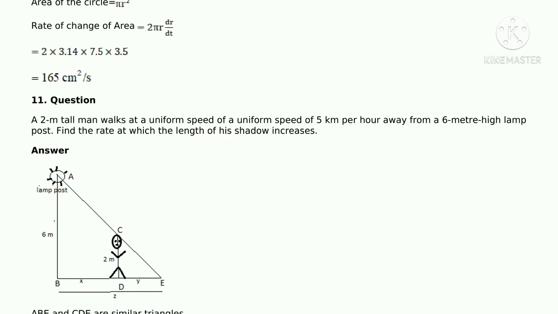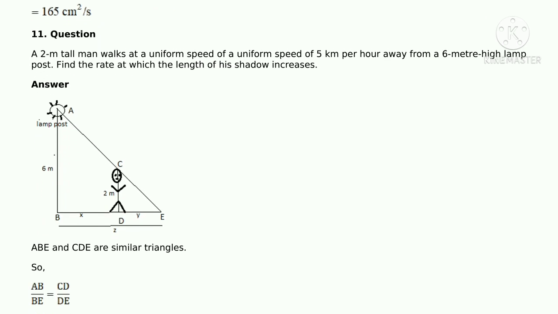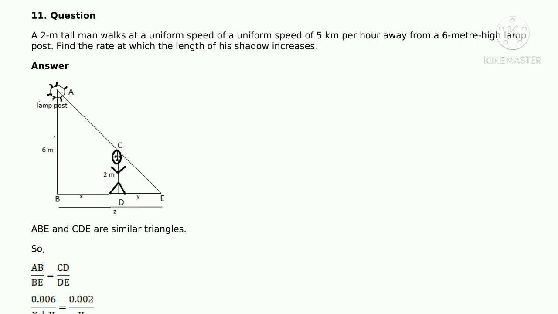Now the next question is another very important question. A 2-meter tall man walks at a uniform speed of 5 km per hour away from a 6-meter high lamp post. Find the rate at which the length of the shadow increases. First of all, the man is walking away from the lamp post, as you see in the figure.